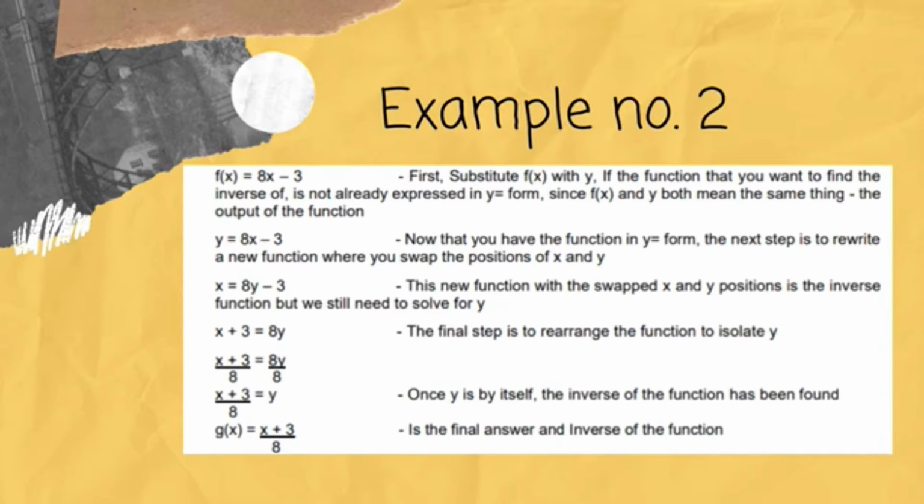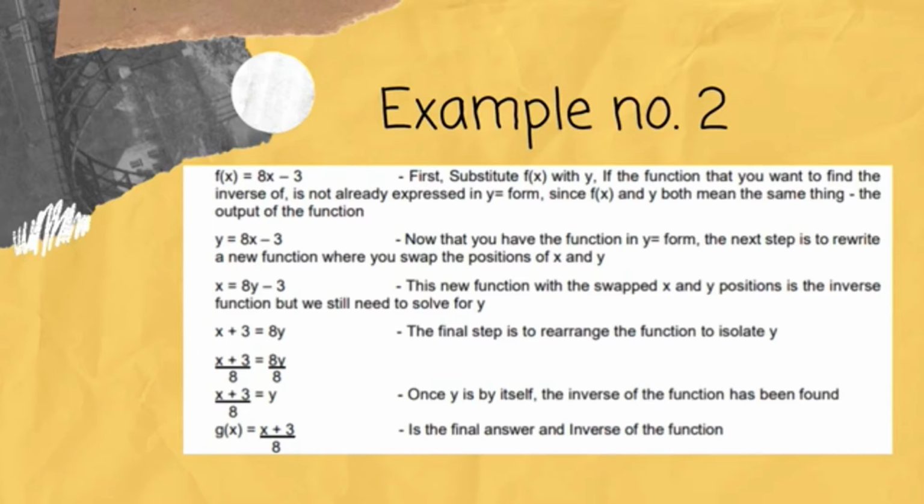Now that you have the function in y equals form, the next step is to rewrite a new function where you swap the positions of x and y. Now, the equation is x equals 8y minus 3. This new function with the swapped x and y positions is the inverse function, but we will still need to solve for y. So, it will be x plus 3 equals 8y.